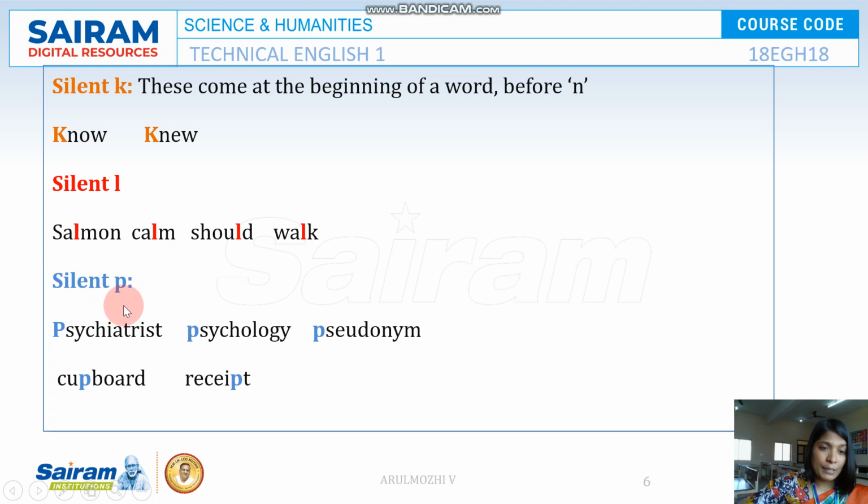And silent P. This is where most of us, if unaware, tend to make mistakes. Like psychiatrist. I think we don't make mistakes when we say psychiatrist, but when we write it, we tend to write SHY, but it is PSY. Next one is psychology, and pseudonym.